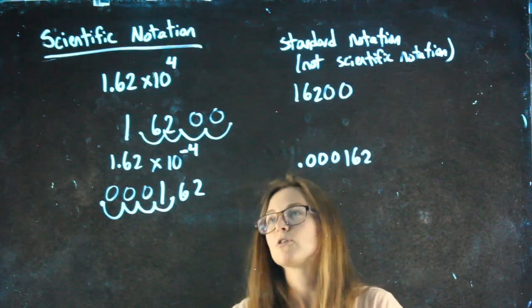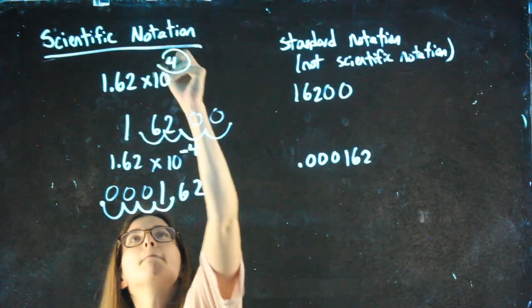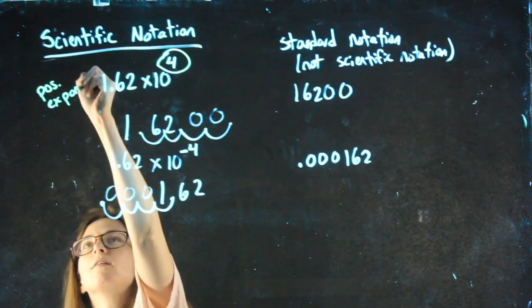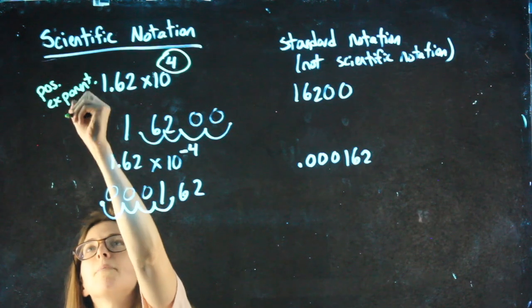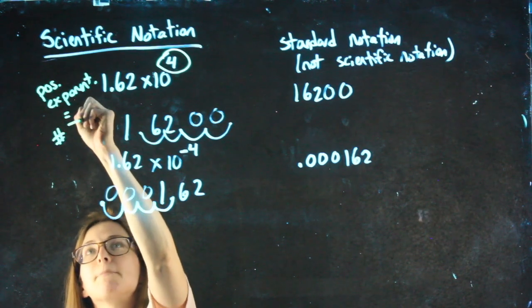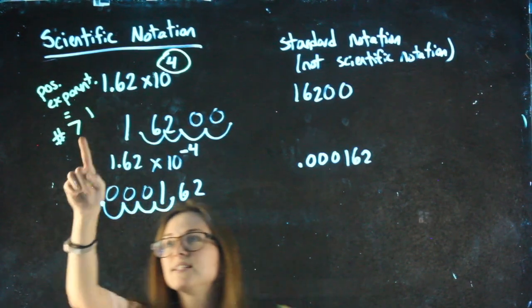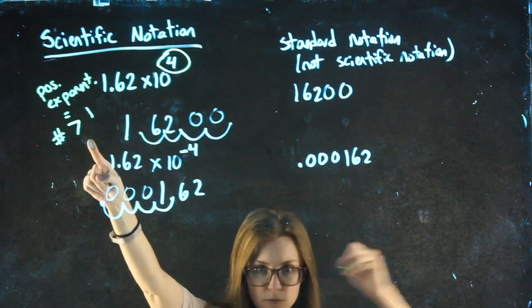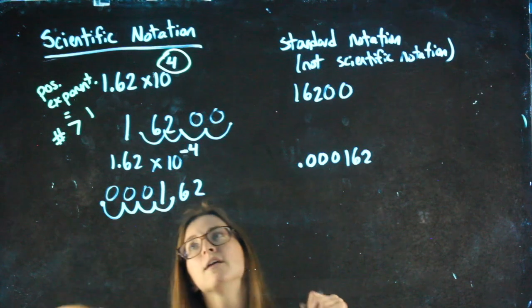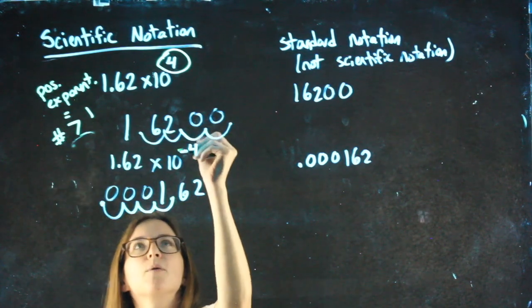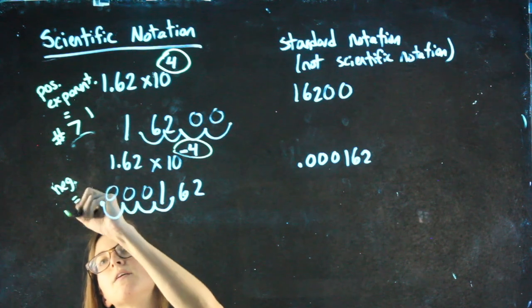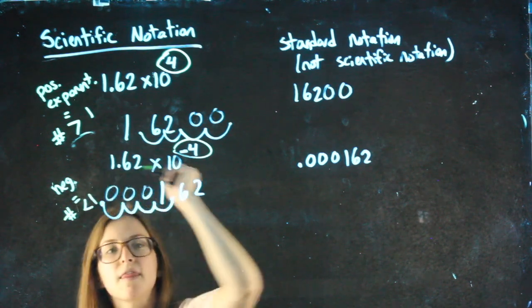A summary for those of you who like for your notes. Positive exponent means that the number is bigger than 1. If this sign doesn't mean bigger to you, write out the word bigger. Like if you're not sure what that means, bigger. The number is bigger than 1. A negative exponent would mean that the number is smaller than 1.